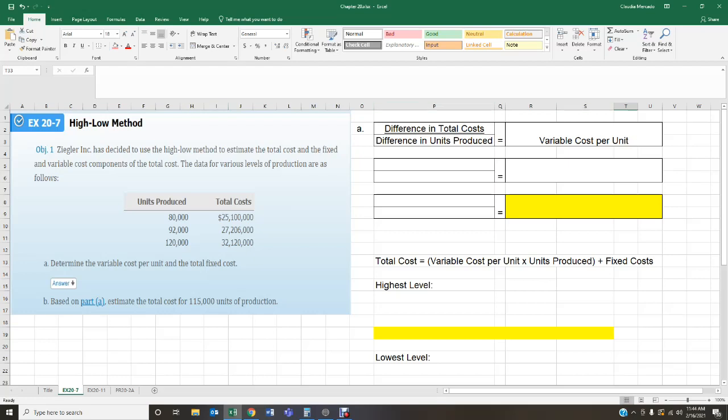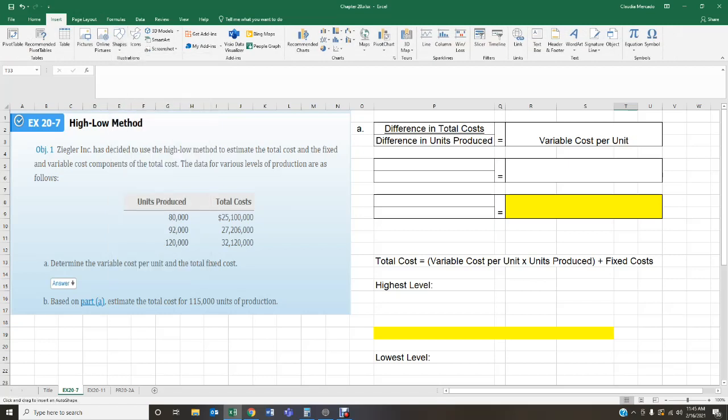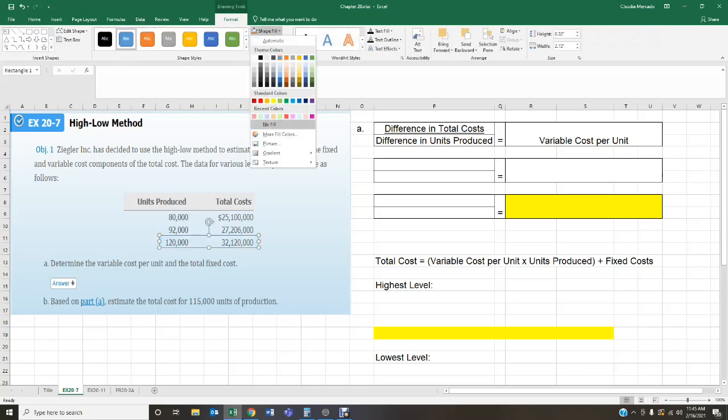Okay, so the first thing that they're asking us to do is to determine the variable cost per unit. To determine the variable cost per unit, we're going to get the difference in total cost over the difference in units produced. Because we are using the high-low method, we're going to select the highest and the lowest number. So the first thing is to identify which ones are my high and which ones are my low. Well, according to the cost, the highest one is the 32,120,000. So this is going to be my high, the 32,120,000.